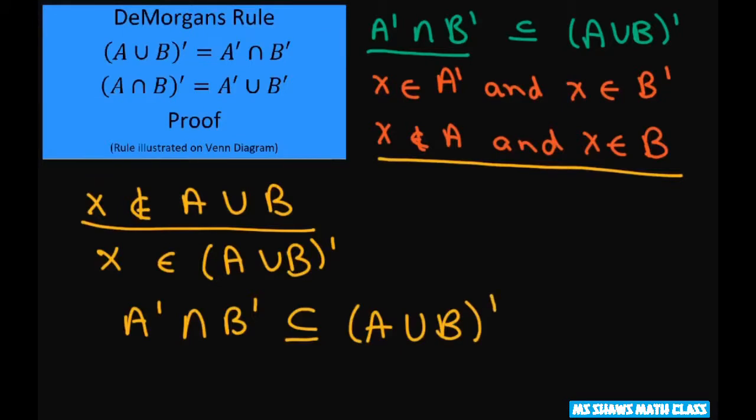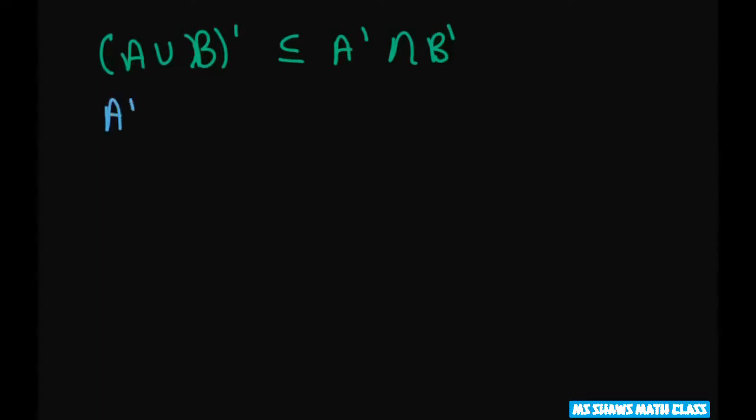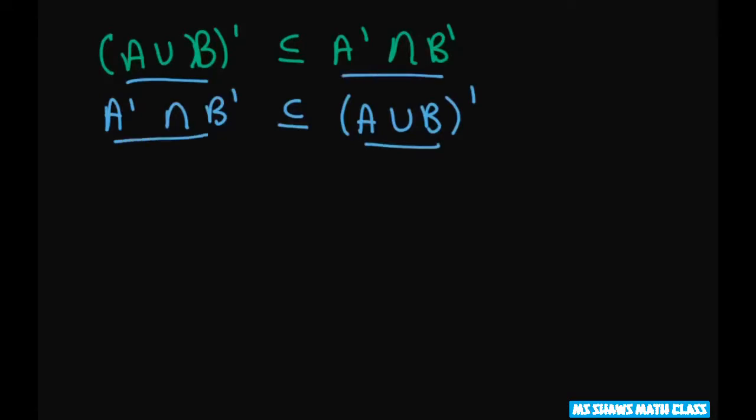So that's your set. And then we have, since (A or B) prime is a subset of A prime and B prime, and we have A prime and B prime is a subset of (A union B) prime. You see, I just switched these around. Then we have our proof that (A or B) prime equals A prime and B prime.